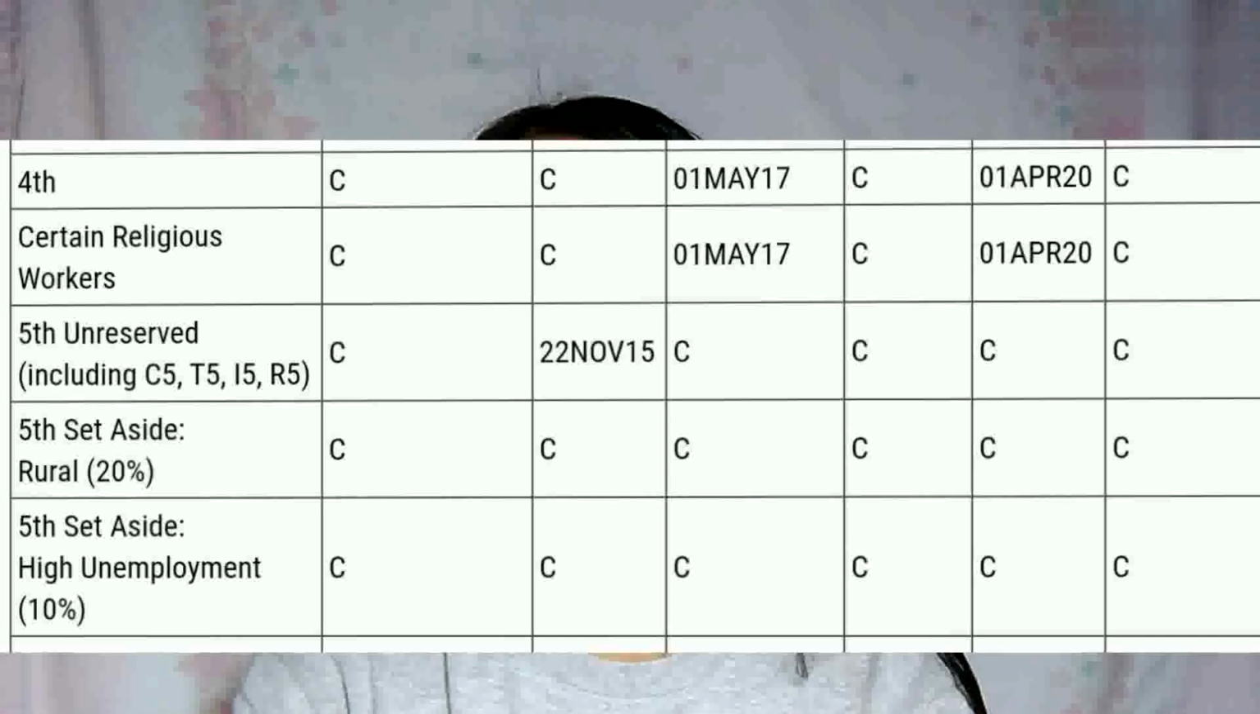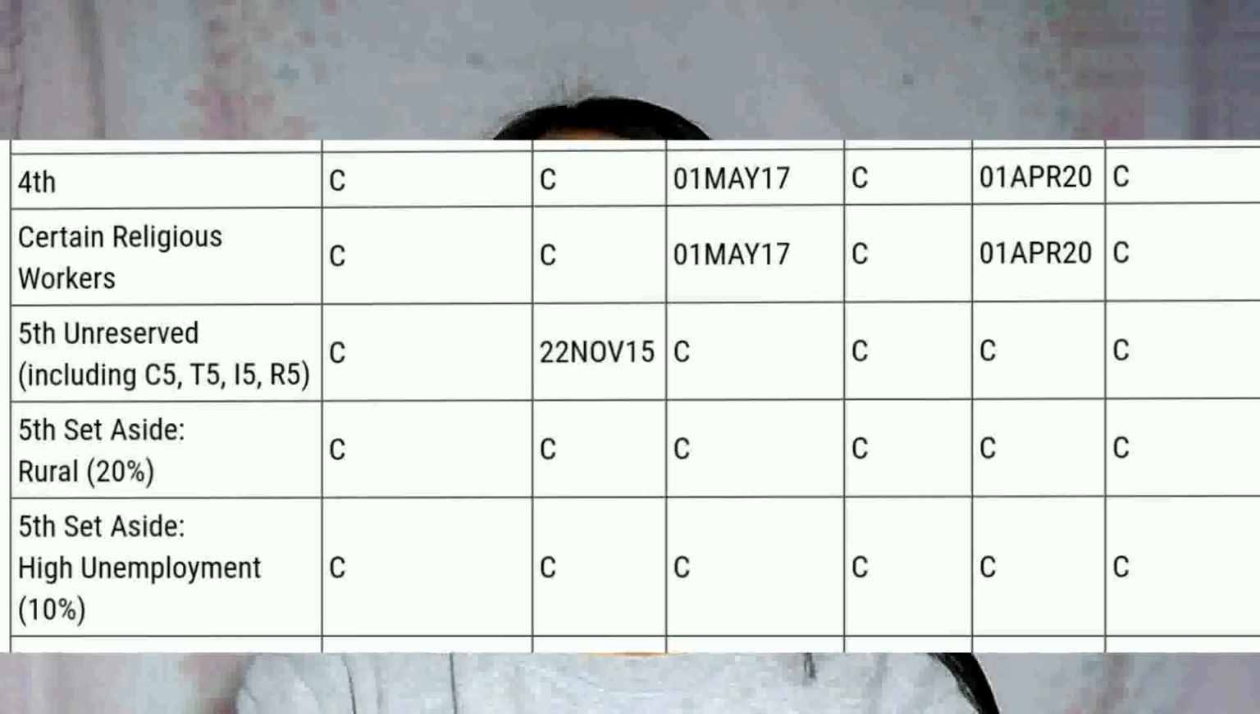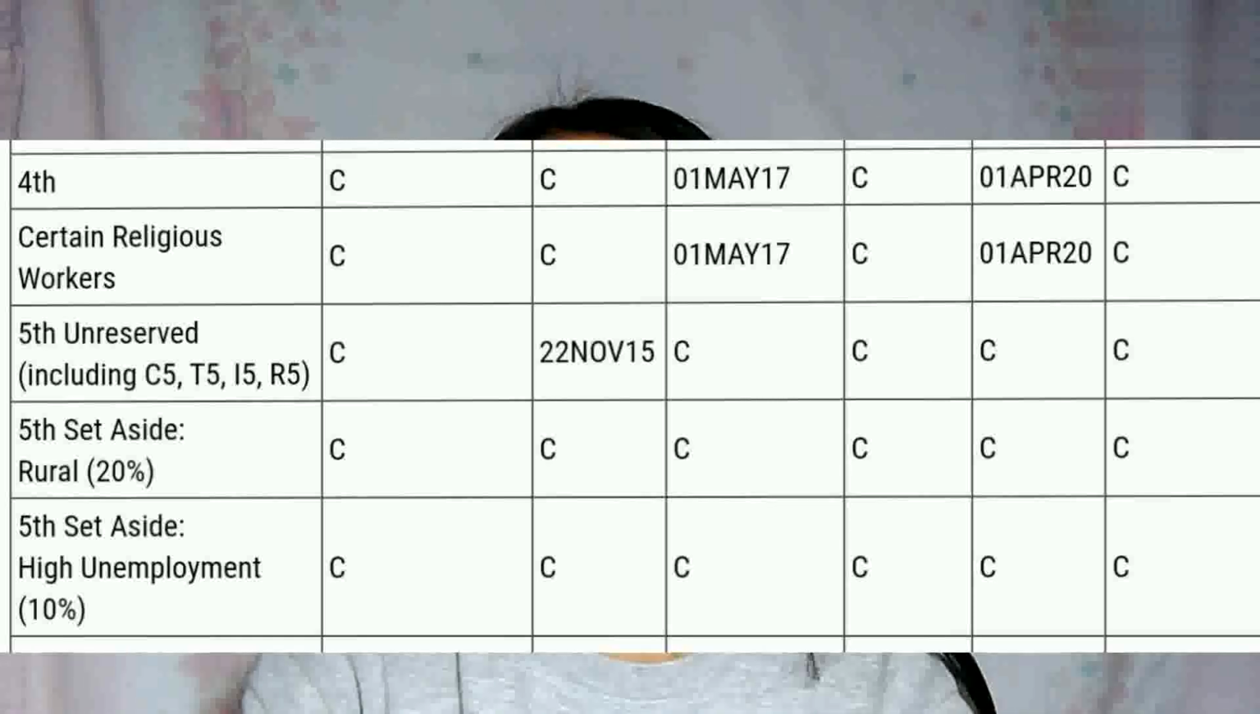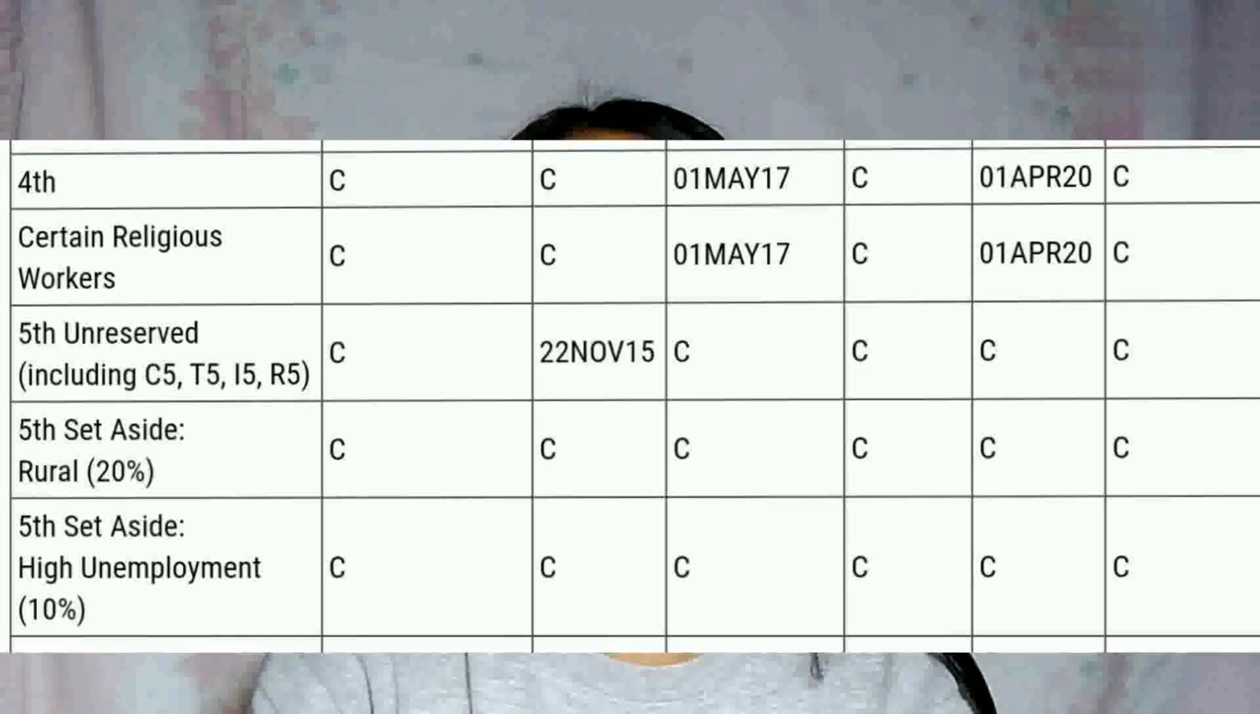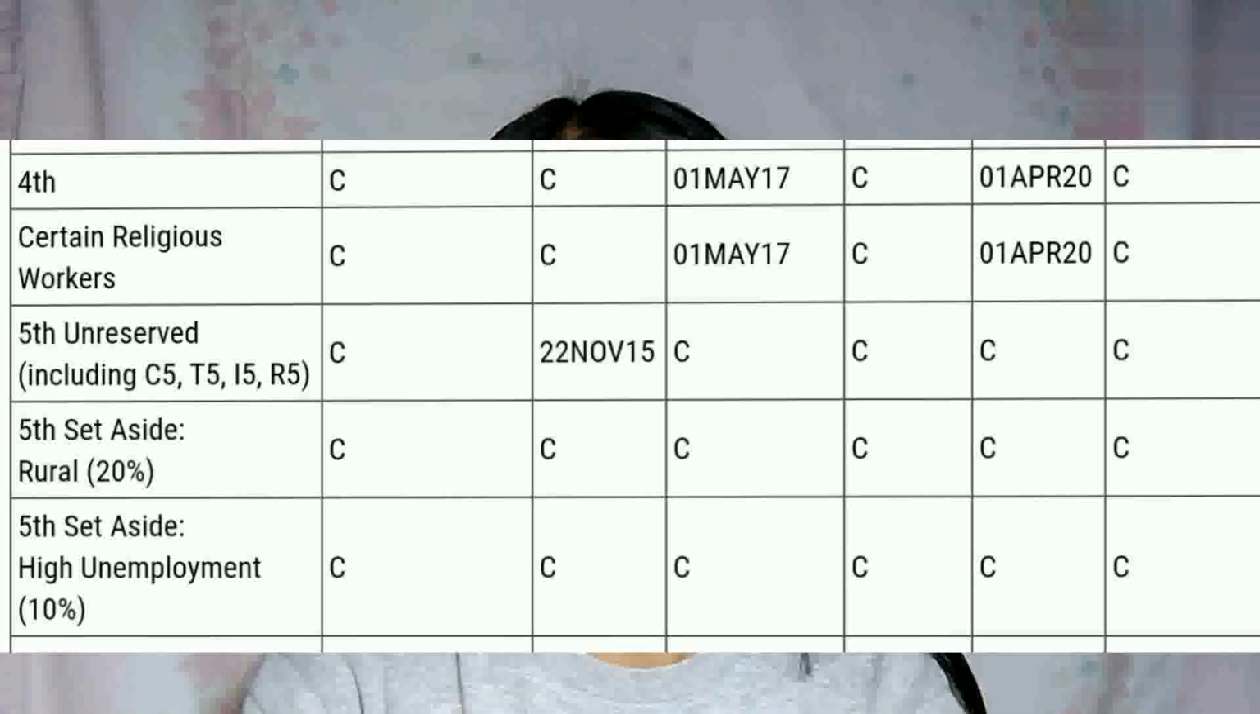Fifth, set aside high unemployment, 10%. All chargeability areas except those listed is current. China mainland born is current. El Salvador, Guatemala, and Honduras is current. India current. Mexico current, and Philippines current.